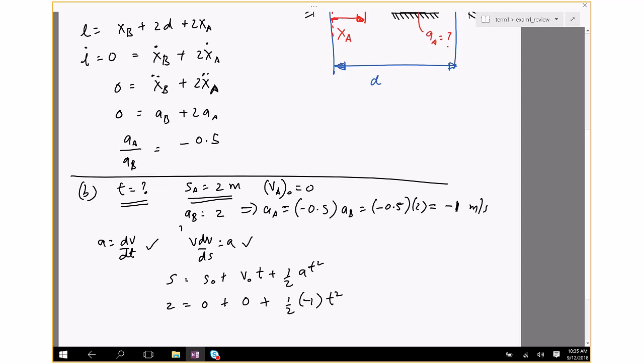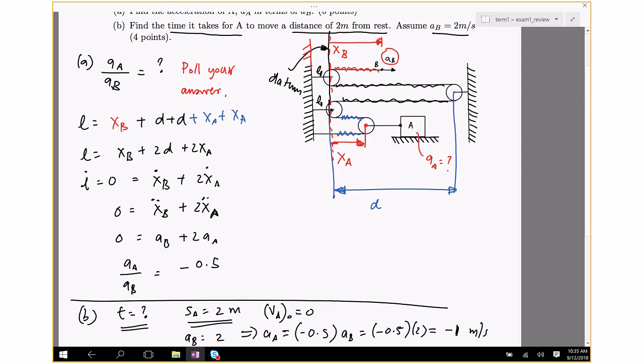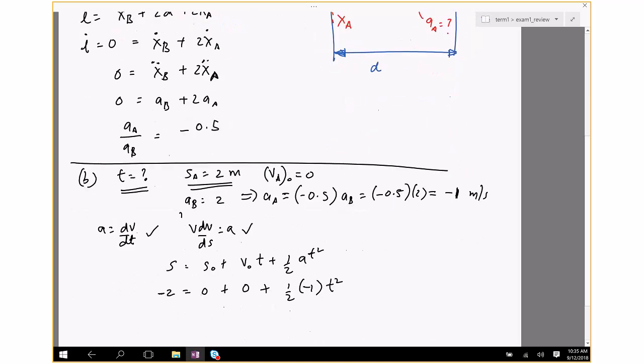Okay, if I use minus 1, I actually have to change my S. My S has to be negative. And the reason is because the block moves towards the left, right? When it moves to the left, that's against my convention, which is positive to the right. So when it moves to the left, it has to be negative. So I need to put the value with the right sign. So if you solve this, you get t square equals 4, and so t equals 2 seconds.